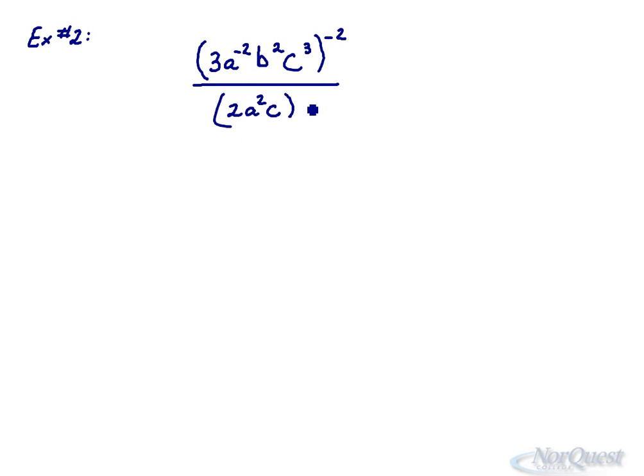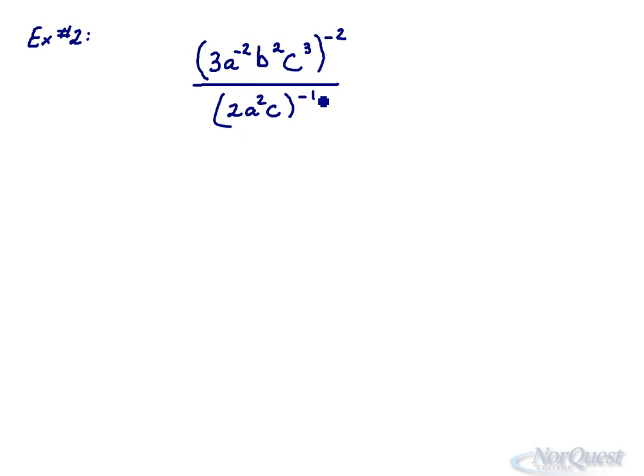We're going to take 3a to the negative 2 b squared c cubed, all to the power negative 2, and we're going to divide it by 2a squared c to the negative 1.